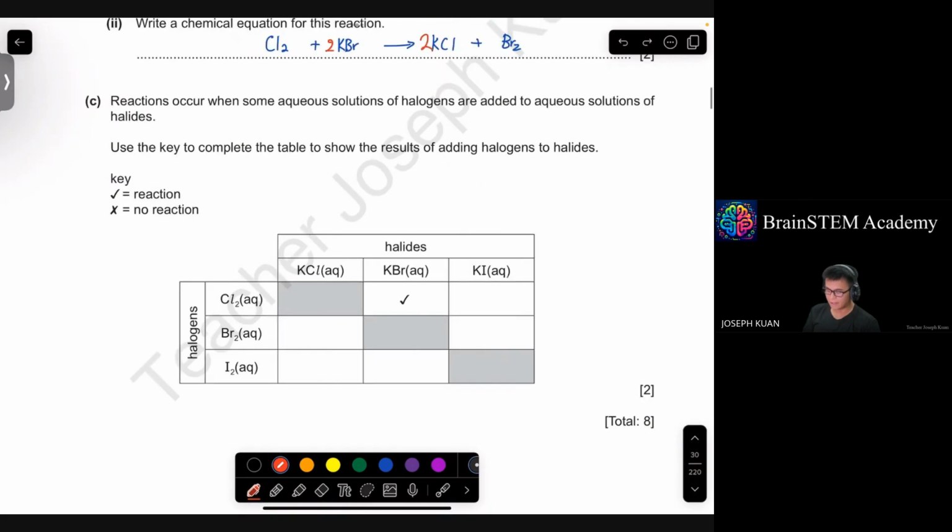Reactions occur when some aqueous solutions of halogens are added to aqueous solutions of halides. Use the key to complete the table to show the results of adding halogens to halides. So the ones with reaction will be the ones that are more reactive than the other halogen. Chlorine is the most reactive out of all. It's able to displace bromide and iodide from the solutions. Bromine is second place. So this one will be able to displace iodide, but it is unable to displace chloride. Then iodine is the weakest out of these three, so it is unable to displace the other two.